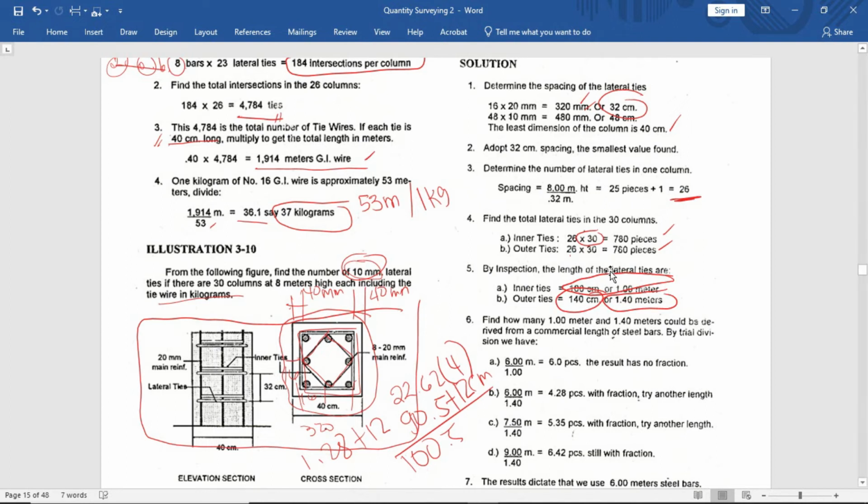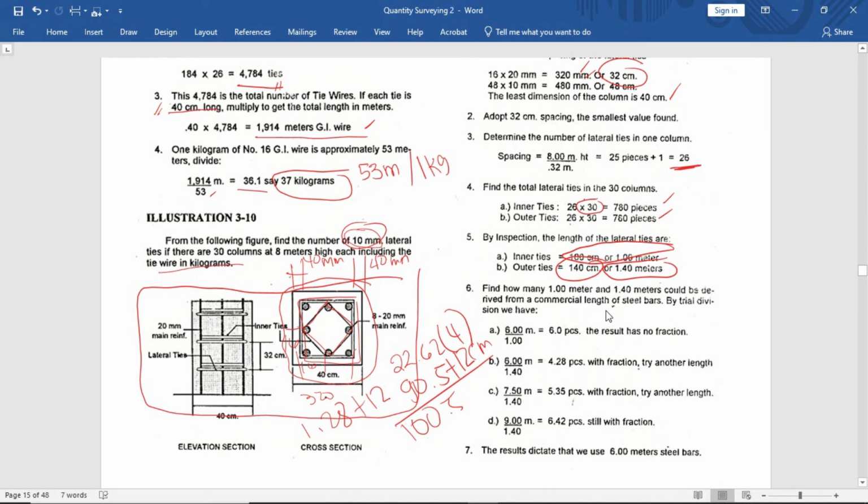So, since alam na natin yung length ng inner tie tsaka ng outer tie, punta naman tayo doon sa kung ano gagawin nating steel bar. So, try muna natin yung 1 meter. Simula tayo parati sa 6. So, 6 divided by 1. So, 6 pieces. So, ito na agad yung gagamitin natin para sa 1 meter.